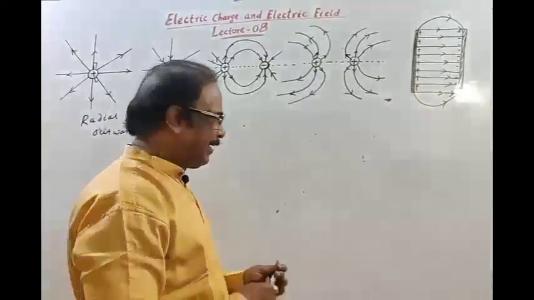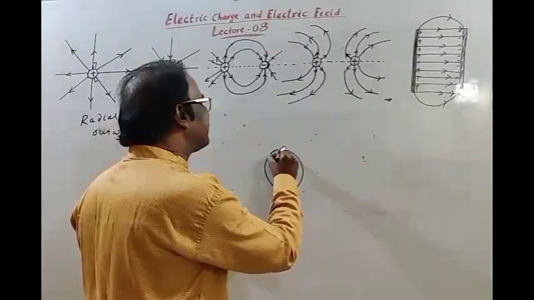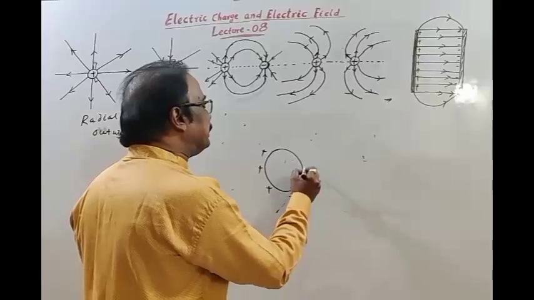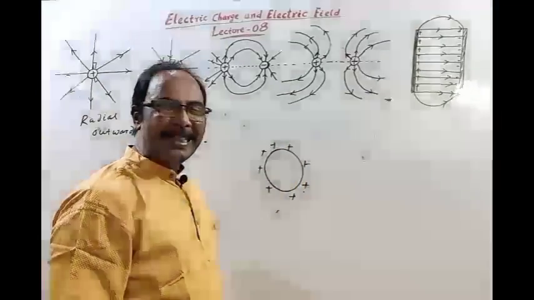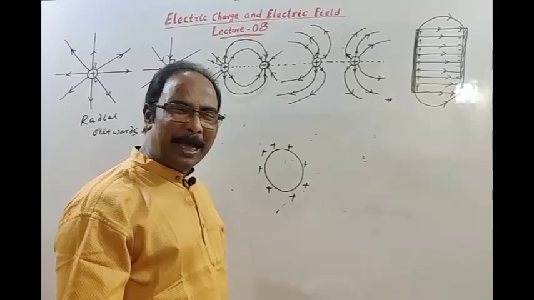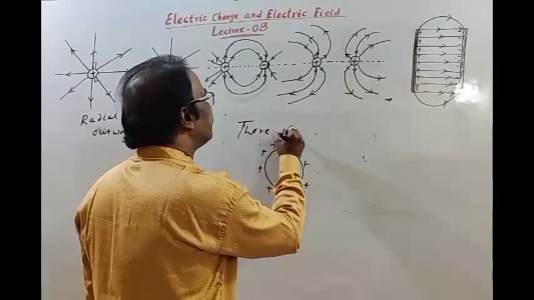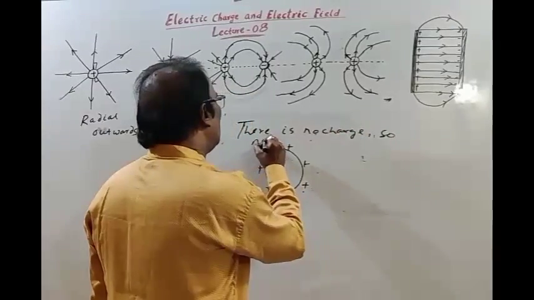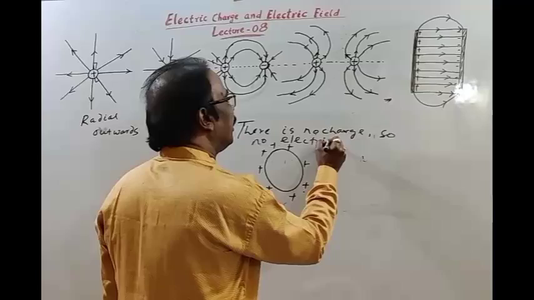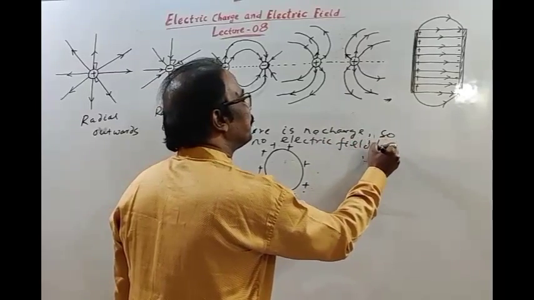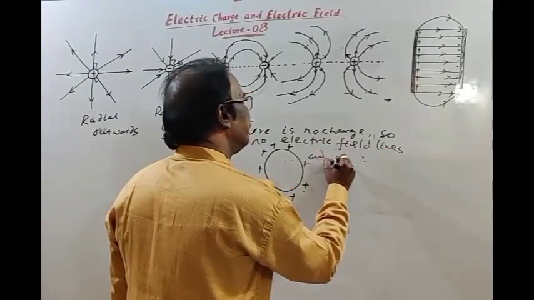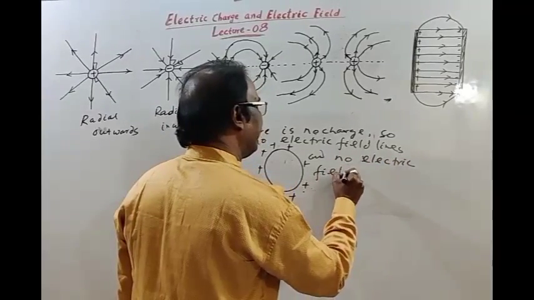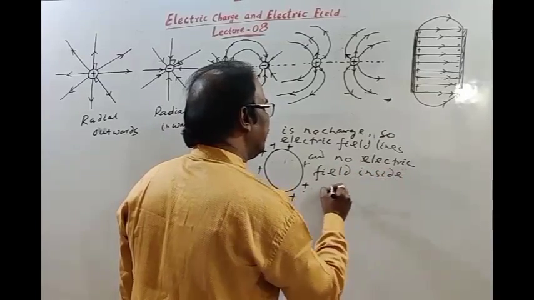Okay, as we have discussed, if charge is given to a body, suppose this body is given positive charge, then the whole charge is distributed on the surface of the charged body. There is no charge inside the charged body. So there is no charge, so no electric field lines, and no electric field inside a charged body.